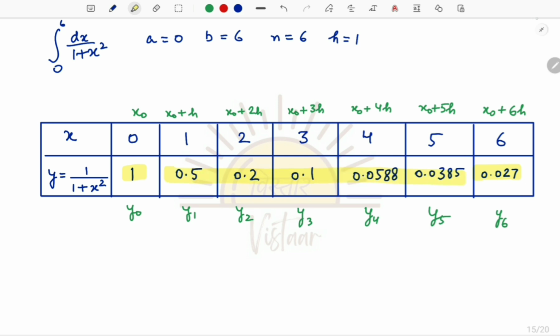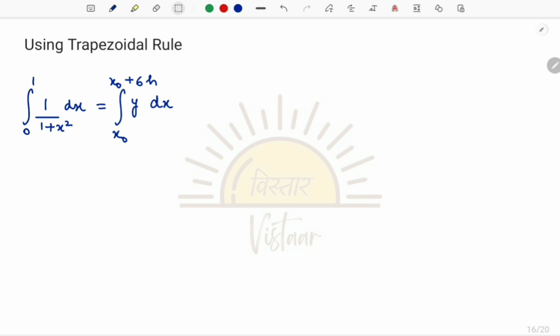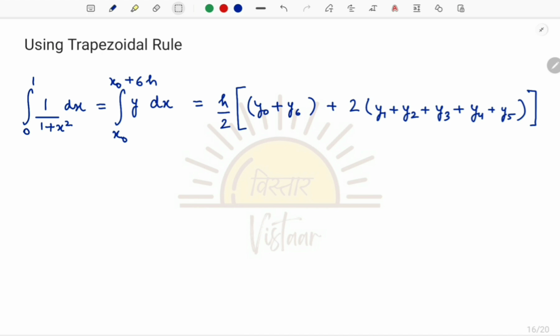Now we will recall the trapezoidal rule to find out that this integral is equal to h by 2 times the sum of the first and last terms, this is y0 plus y6, plus 2 times the sum of the remaining terms, which are y1, y2, y3, y4 and y5.